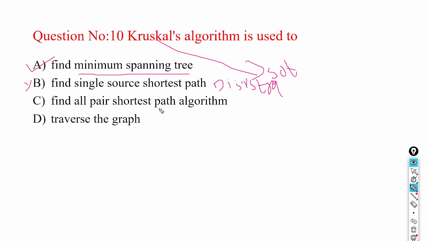So what is finding all pair shortest path? It is a very, very important algorithm. For the all pair shortest path we will use the Floyd-Warshall algorithm. And for the traversal of the graph, which techniques do we use? BFS and DFS. Okay.